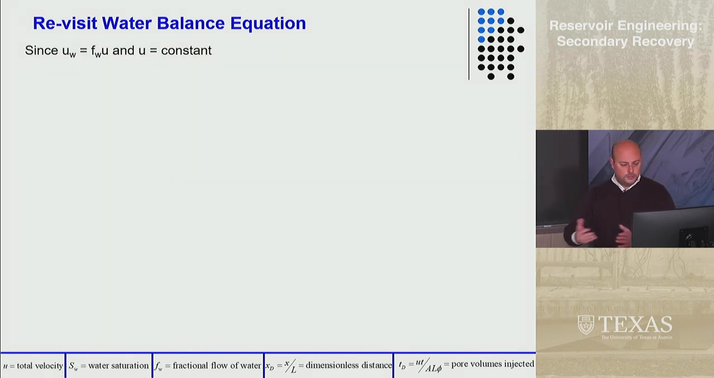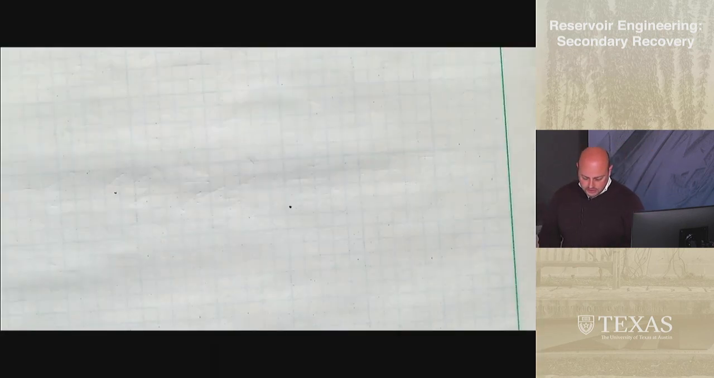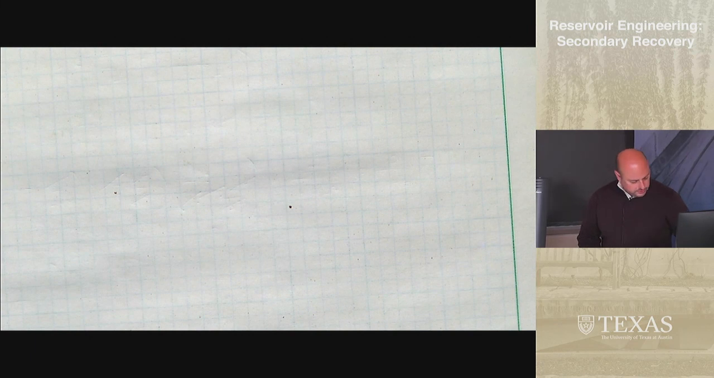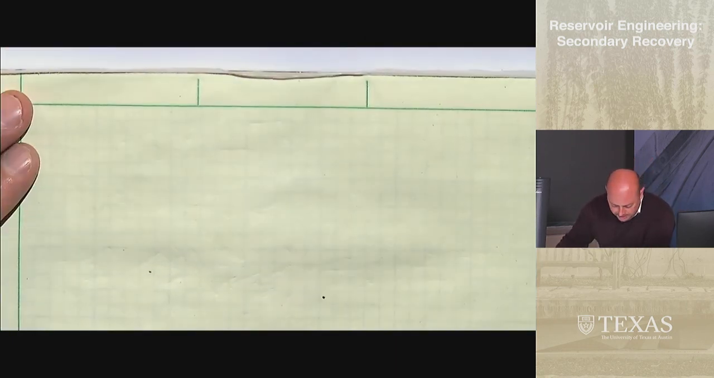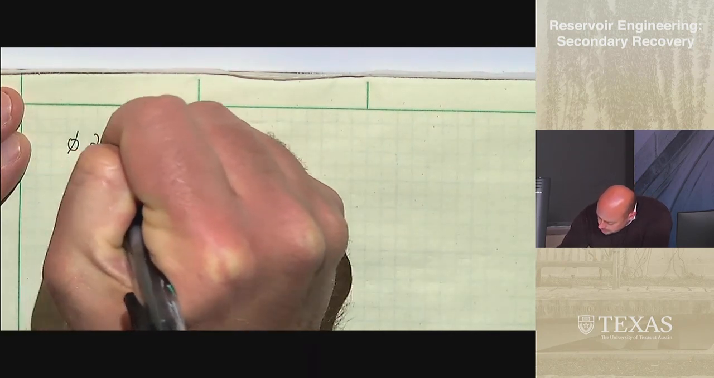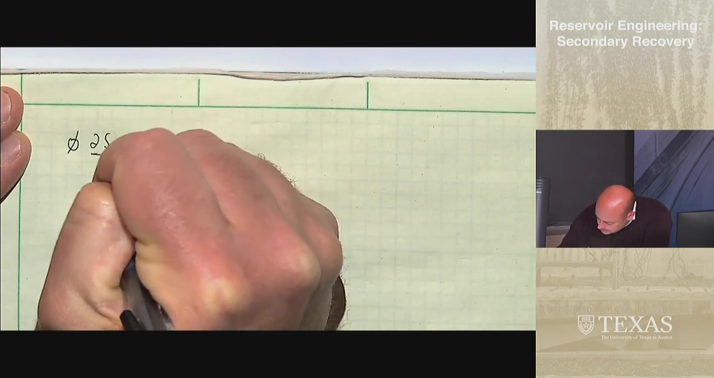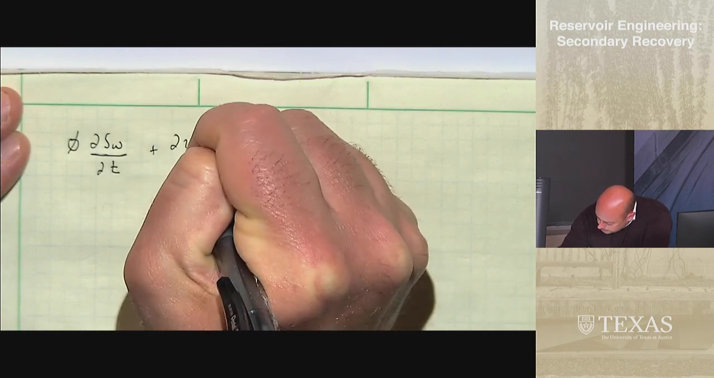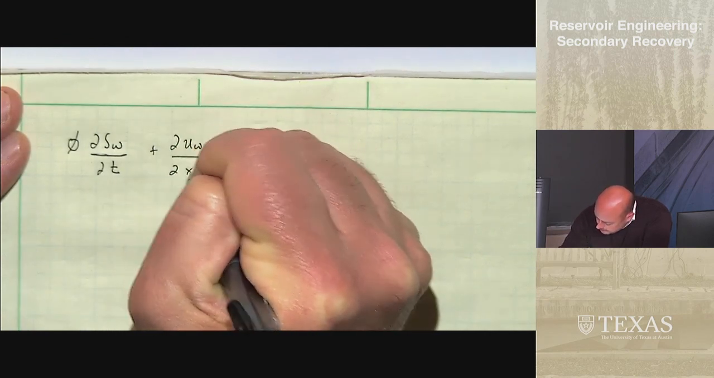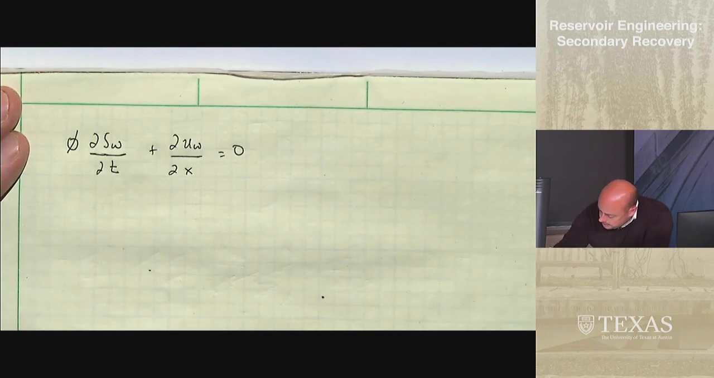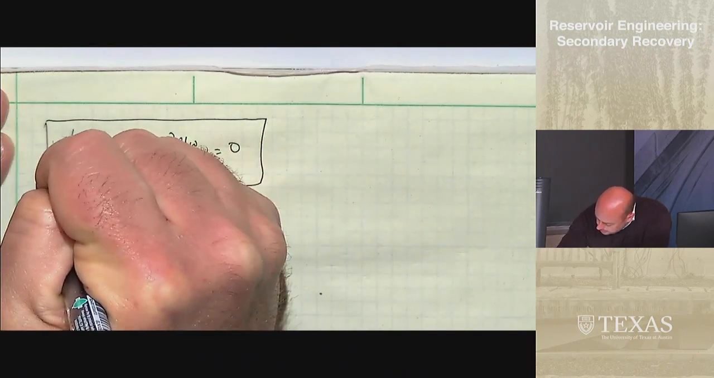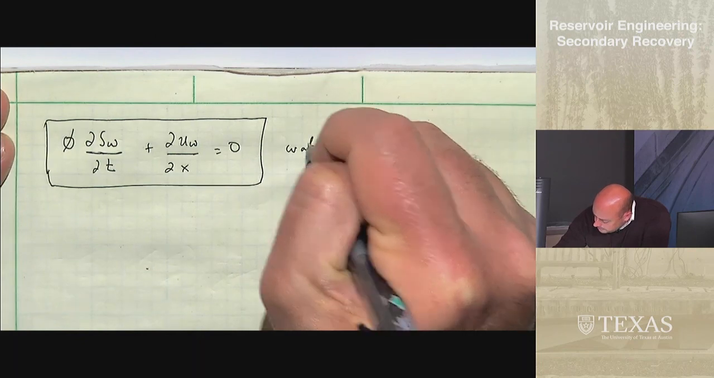And maybe I'll switch over to some handwritten notes. I think that's kind of where we finished off last time. So I think that's a good place to switch over here. Okay, so what we have is phi dSW/dt plus partial of UW/dx is equal to 0. This is our water balance for incompressible fluids.